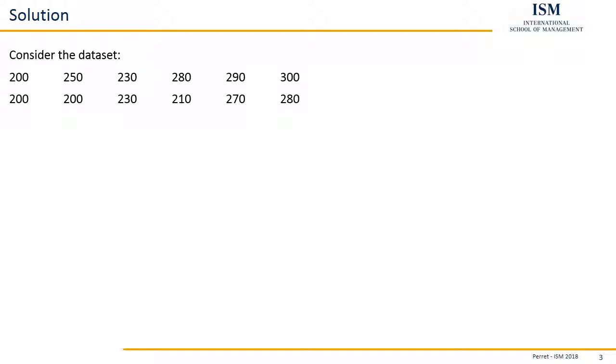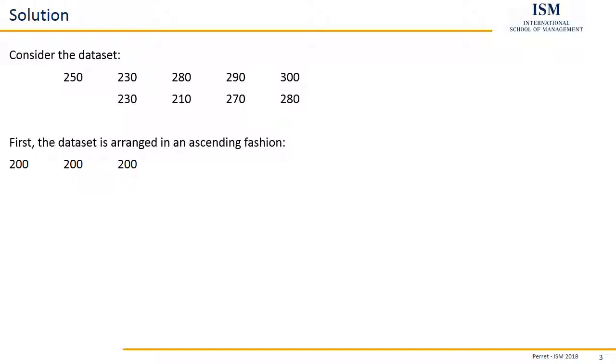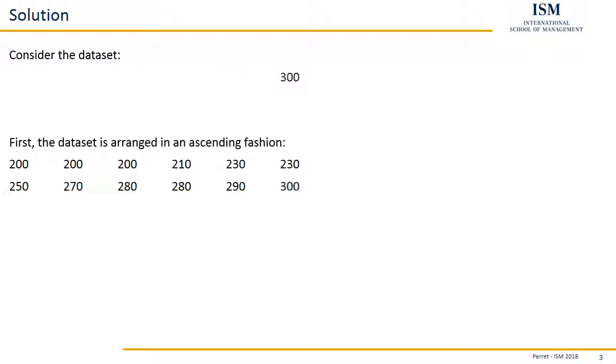We need to consider our dataset and sort it in an ascending fashion. So we need to start with the smallest values. That's here 3 times the 200, 210, 230, 2 times the 250, 270, and 2 times the 280, 290, and finally the 300. Well, having this ordered dataset, now we can finally jump right into working on our exercises.